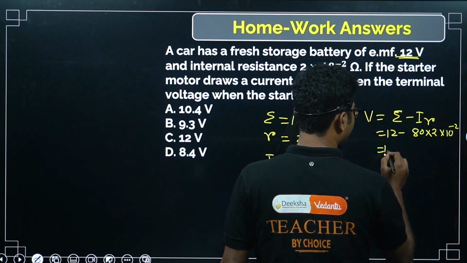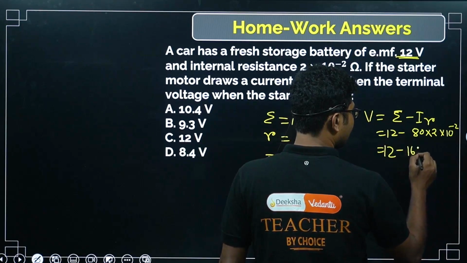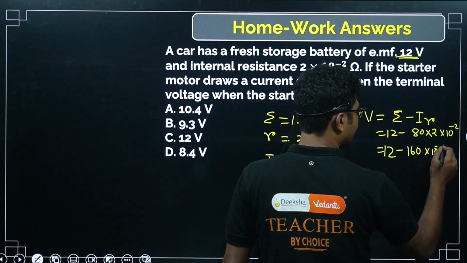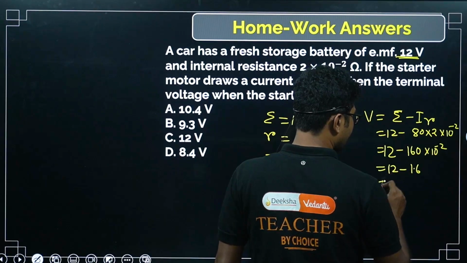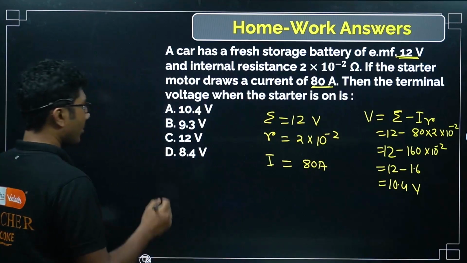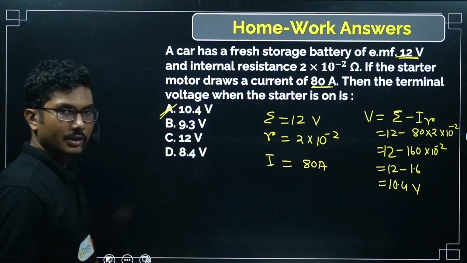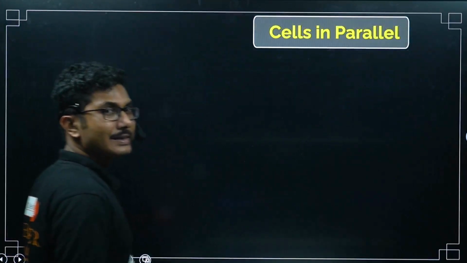Okay, so 12 minus 160 times 10 to the power of minus 2, that is 12 minus 1.6, that is 10.4 volts. Okay, so 10.4 volt is the answer. Simple. Now, next is cells in parallel.